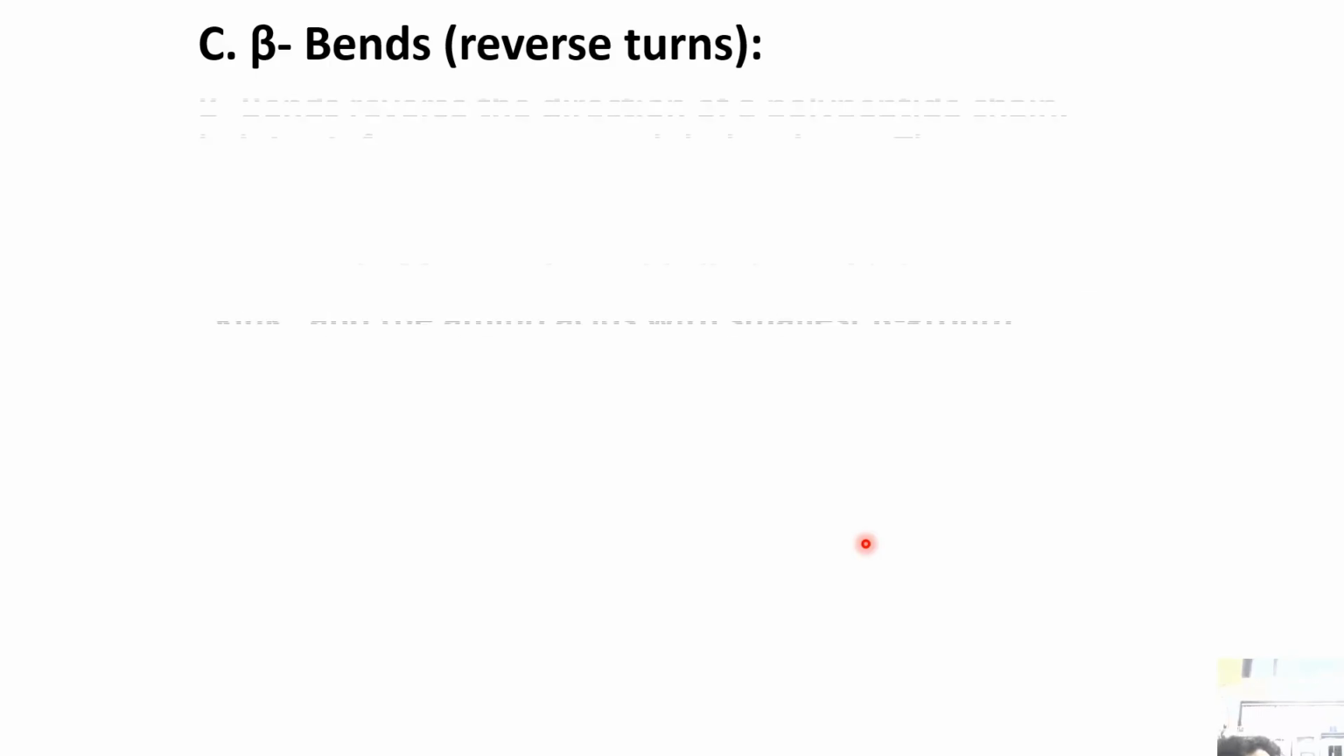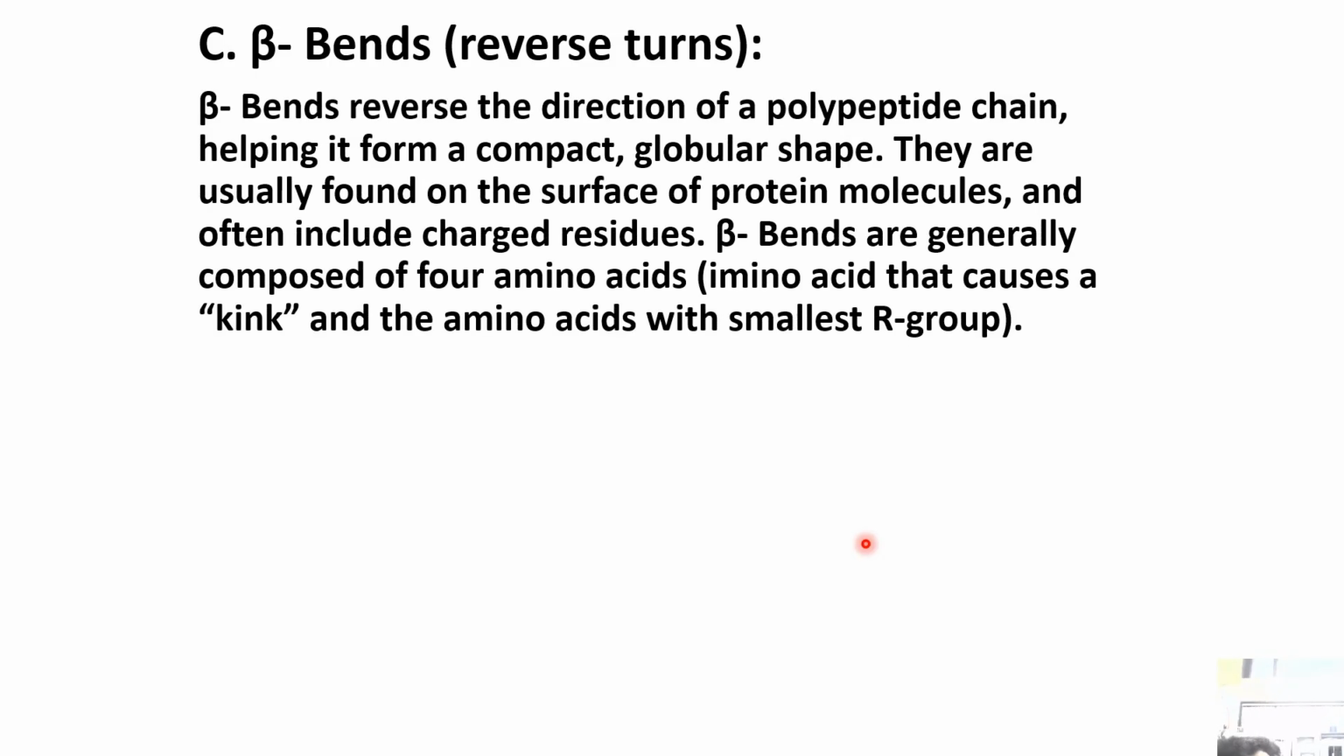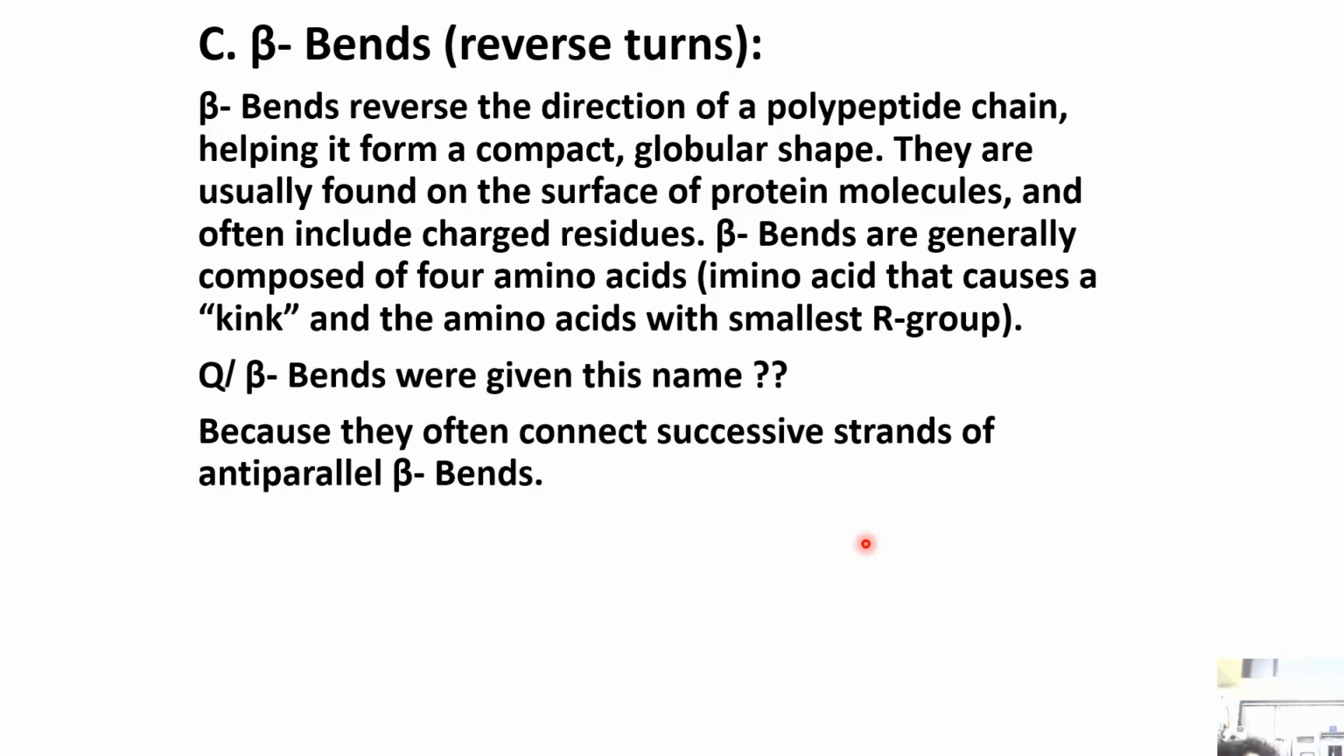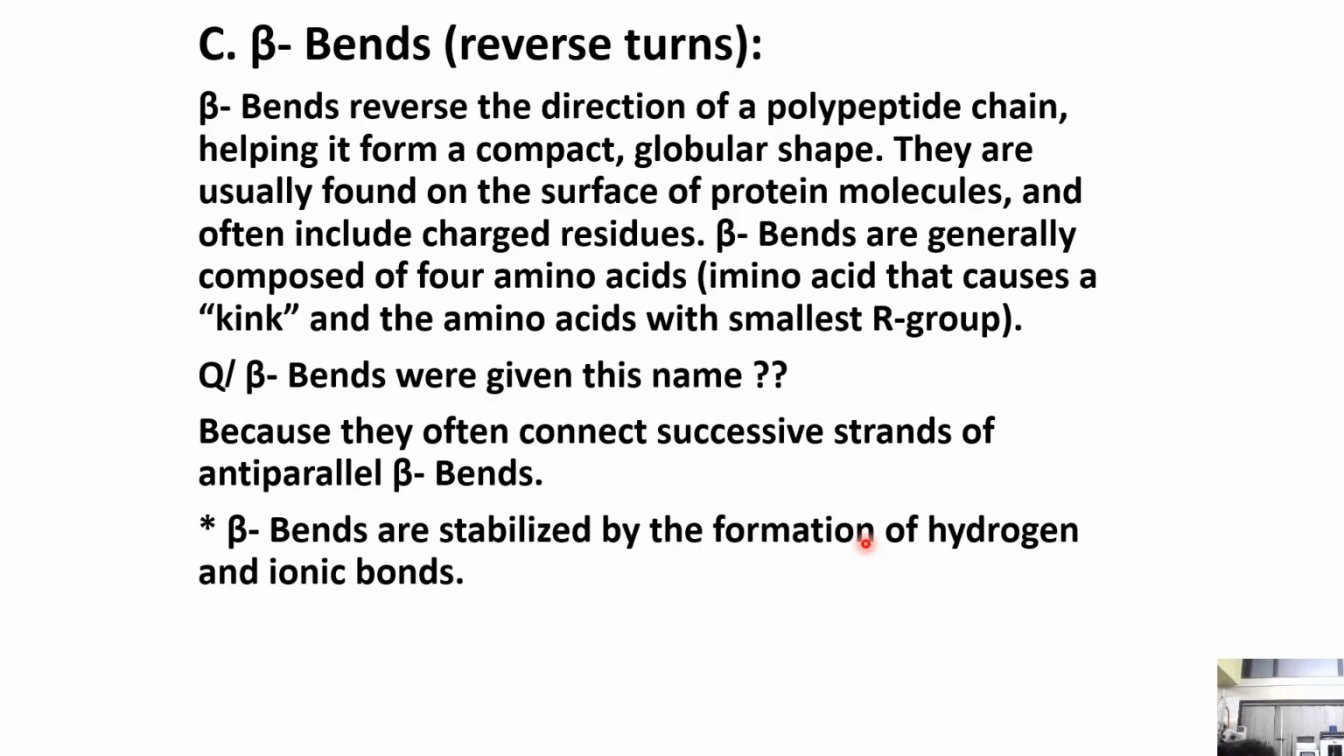Now, beta bends or reverse turns reverse the direction of a polypeptide chain, helping it form a compact globular shape. They are usually found on the surface of protein molecules and often include charged residues. Beta bends are generally composed of four amino acids that cause a kink, with the amino acids having the smallest R group. Beta bends were given this name because they often connect successive strands of antiparallel beta sheets. And beta bends are stabilized by the formation of hydrogen and ionic bonds.